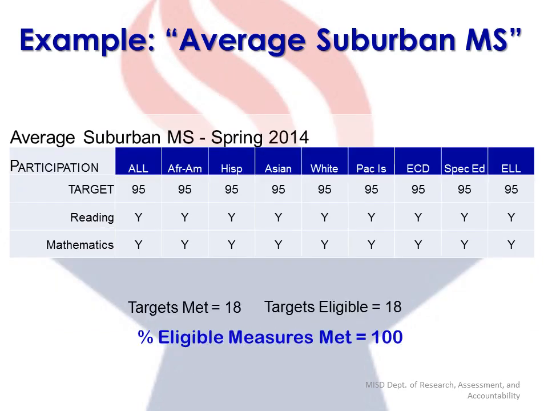Next, we can examine Average Suburban Middle School's participation rates in reading and math. You can see that Average Suburban Middle School met all targets in 2014 for a score of 100%.